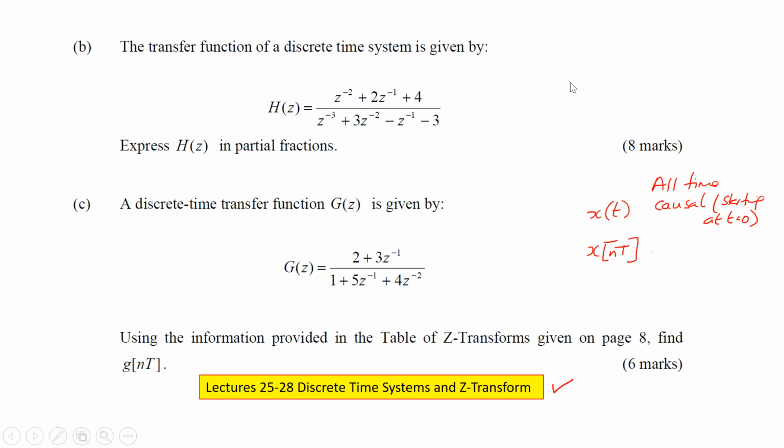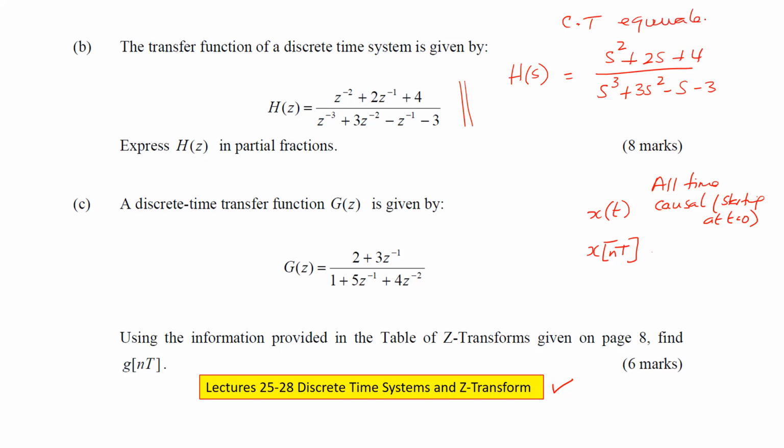The continuous time transfer function we've seen already would have been a function of S. So the equivalent transfer function for this would have been something that you met before. Most likely would have looked something like this: S squared plus 2S plus 4 over S cubed plus 3S squared minus S minus 3, right? The continuous time equivalent.